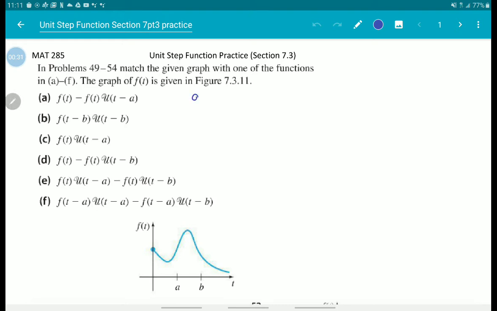So if we look at A, what would that piecewise function look like? This says in the beginning it's going to start at f of t. So we're going to have f of t, and that's going to happen until we hit A. And then once we hit A, it's going to turn this piece on. So then this piece would be f of t minus f of t. And f of t minus f of t would be 0. So that's what our piecewise function would look like there.